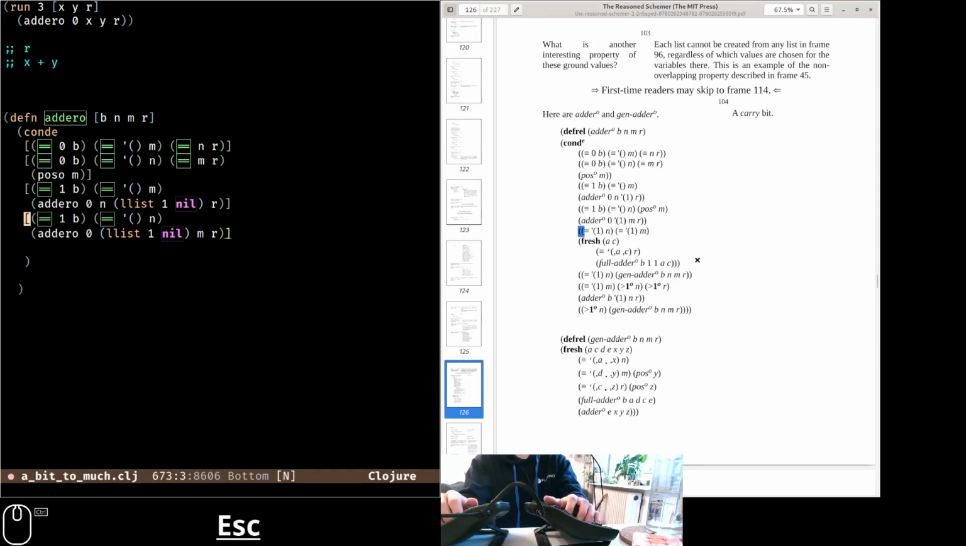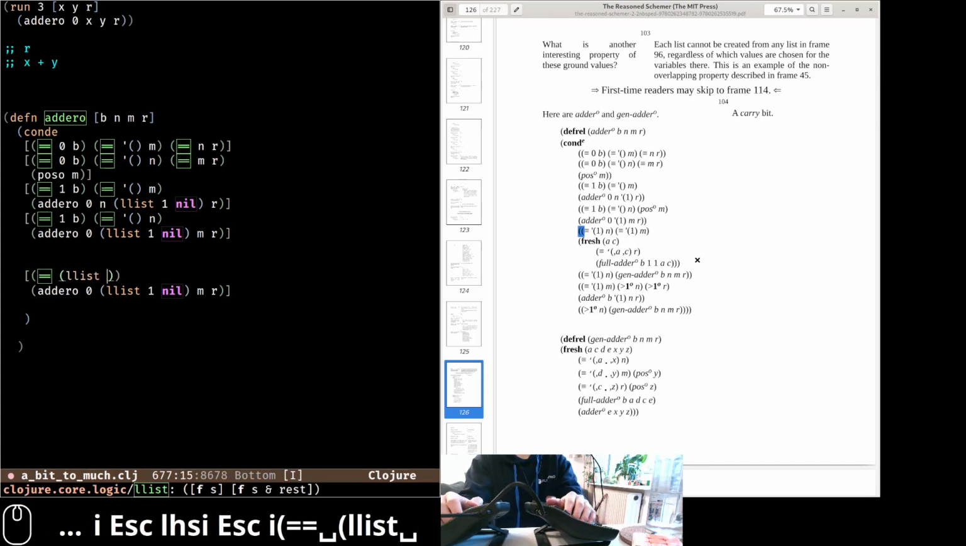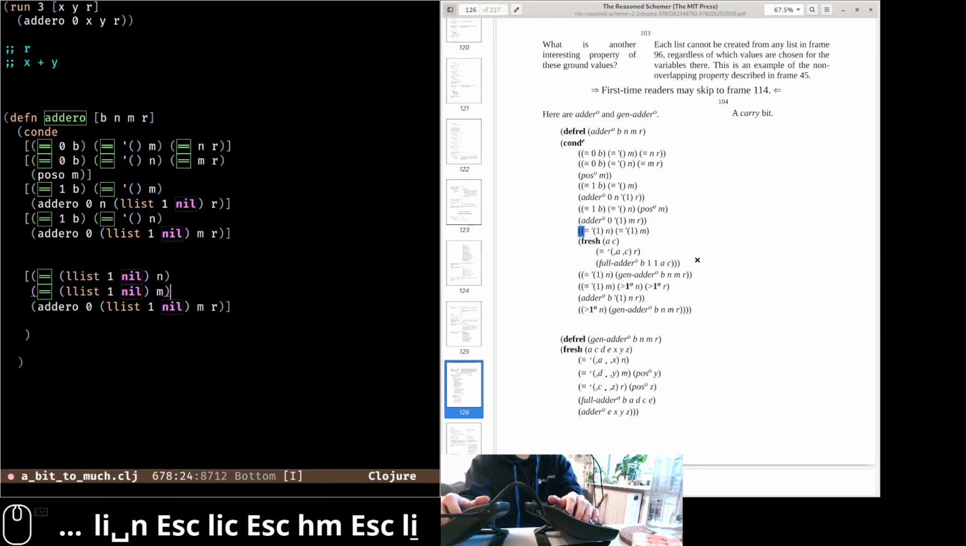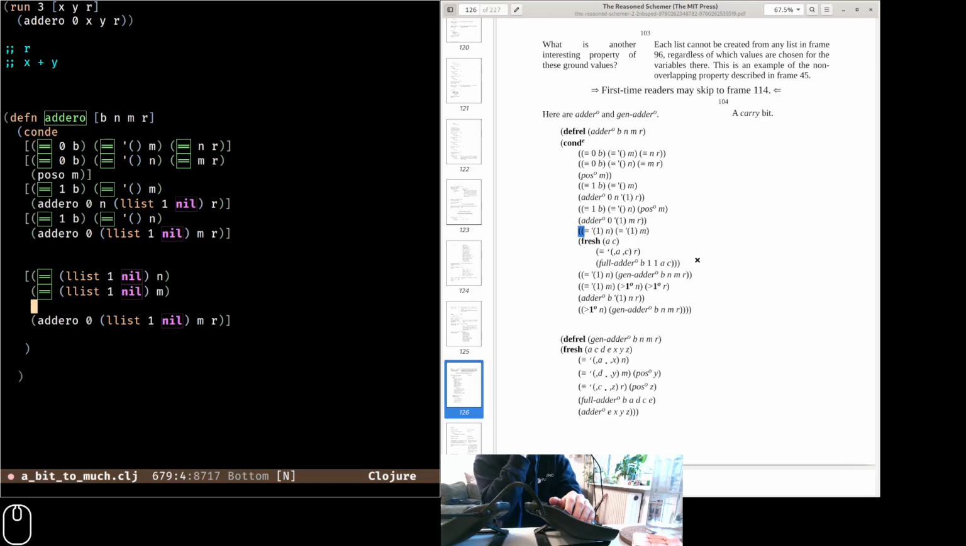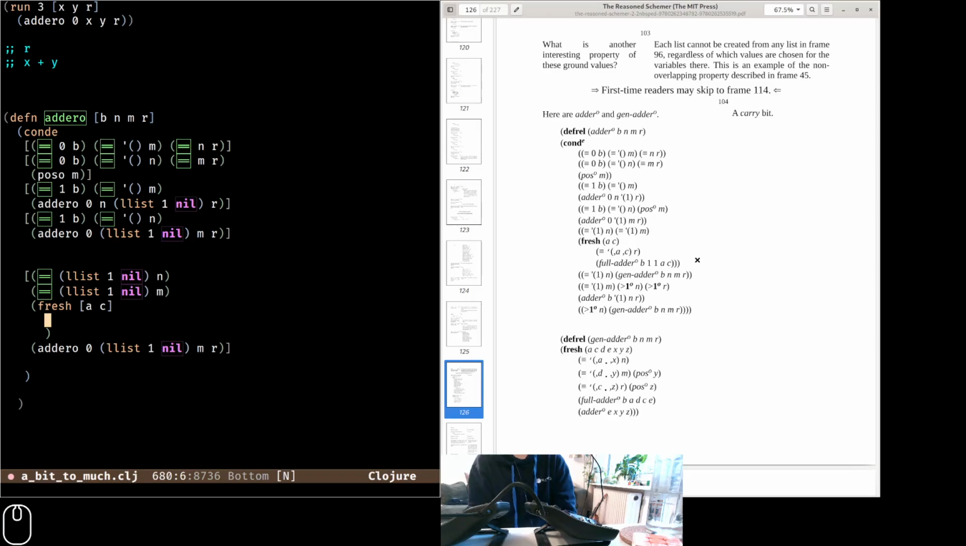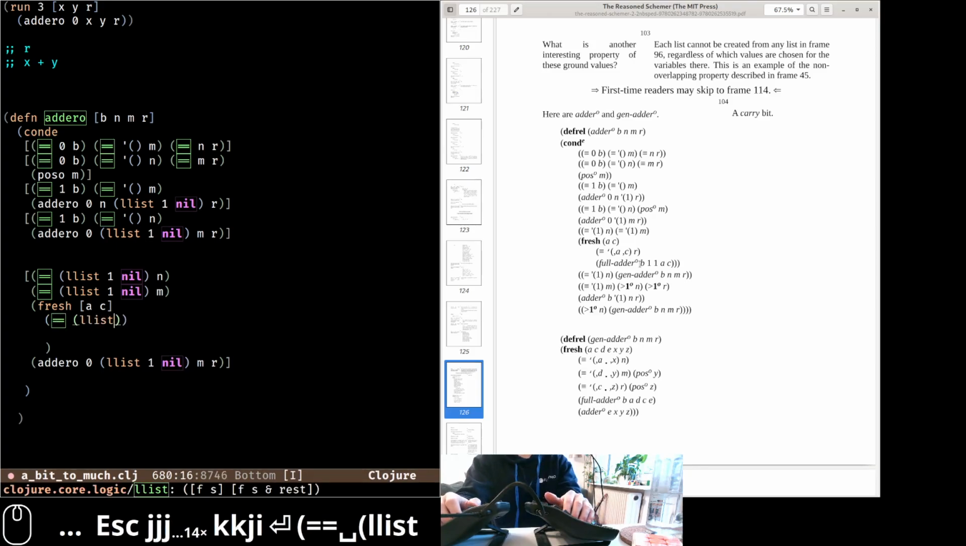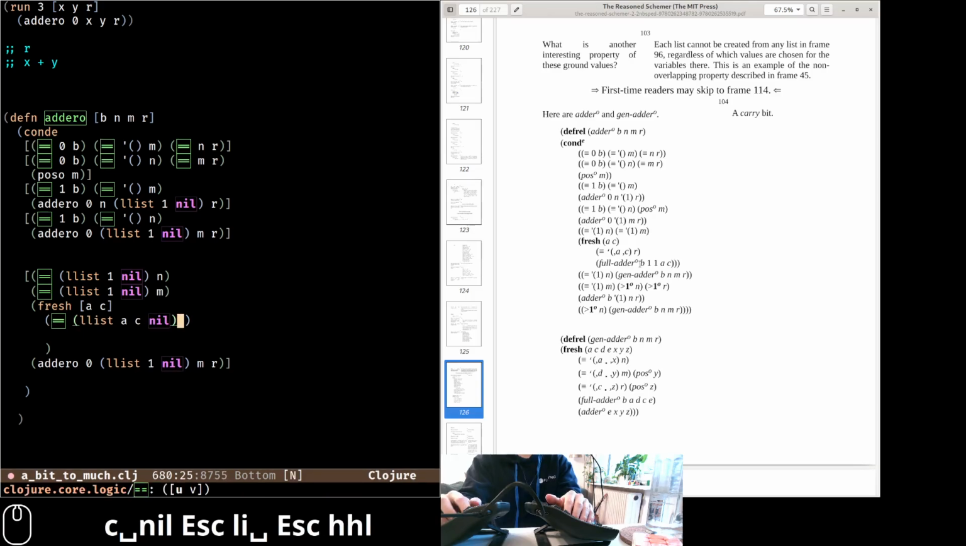Now another case where n and m are both 1. In that case, you say that r is at least all the numbers that are bigger than 2, and you say that a and c is the outcome. So full adder here. Oh, this is quite intense. And I say a, c, r.